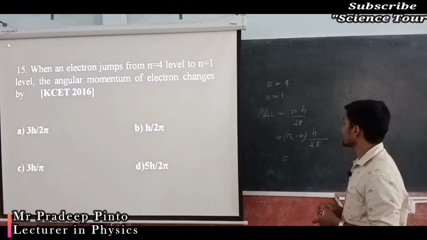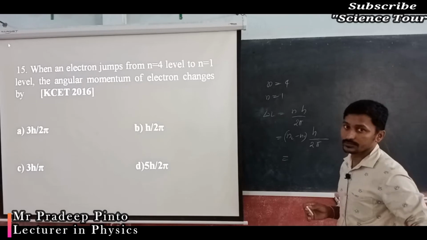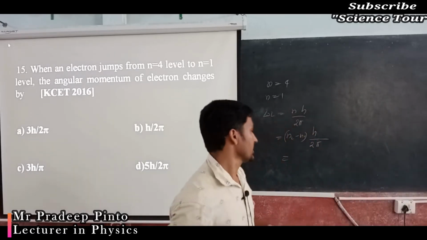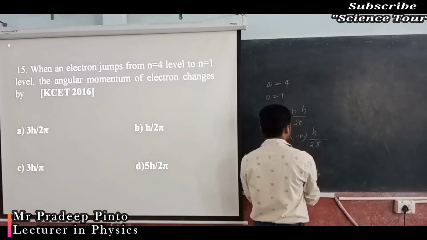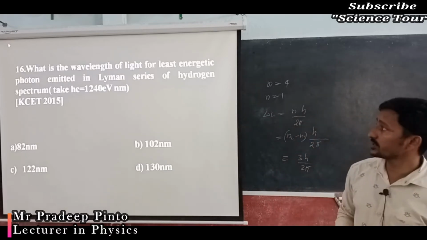The n2 minus n1, that is 4 minus 1. The first level is 1 itself, no? Later is n2, no? Like that only we are going to take. So here 4 minus 1, that is 3h by 2 pi. This is the thing. So go to the next question.